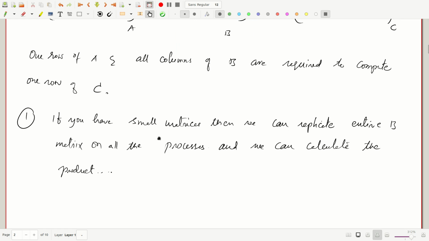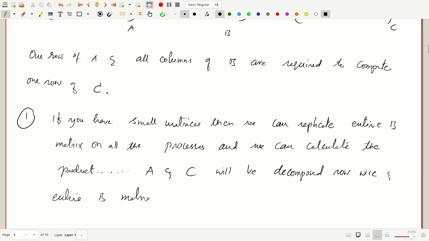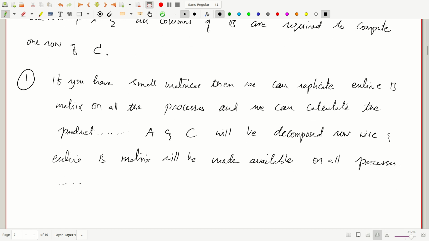But depending on the problem, you may have to do several small B matrices, whereas the A matrix is large. Then you probably have to go for some kind of parallelization like this, where A and C will be decomposed row-wise, and the entire B matrix will be made available on all processes. Okay, however, this is not a really great parallelization technique because we are replicating the data everywhere, so it requires a lot more memory on every process. So this is not something that we would look forward to. So let us look at alternate methods.